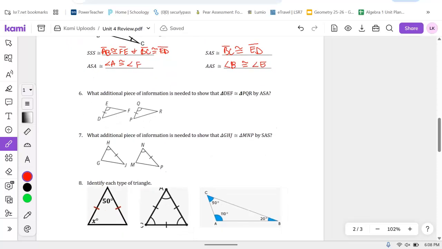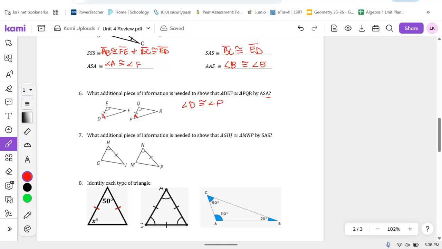Number 6 says, what additional piece of information is needed to show that triangle DEF is congruent to triangle PQR by angle, side, angle? So we know that E and Q are congruent. We know ED and QP are congruent. We need another angle, and it has to be on the other side of this side, so it's going to be right here. So we need to know that angle D is congruent to angle P.